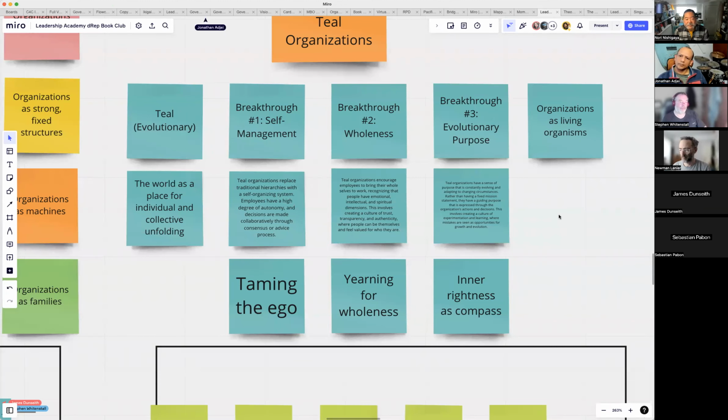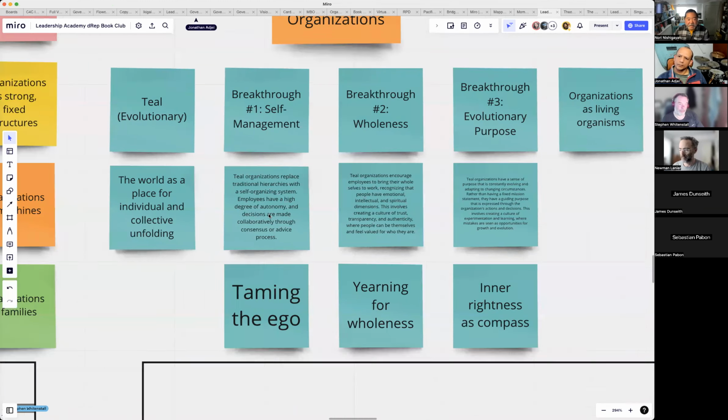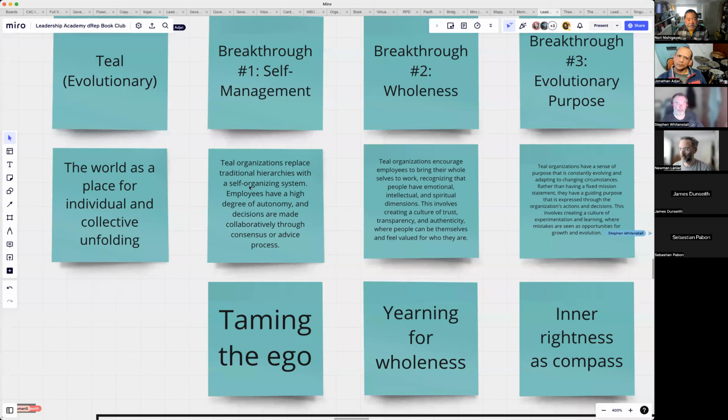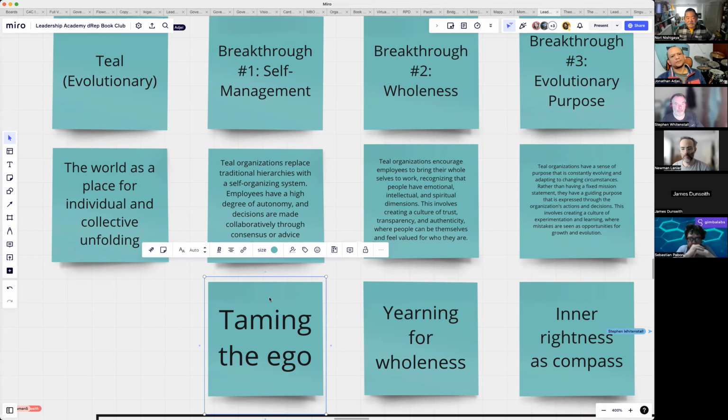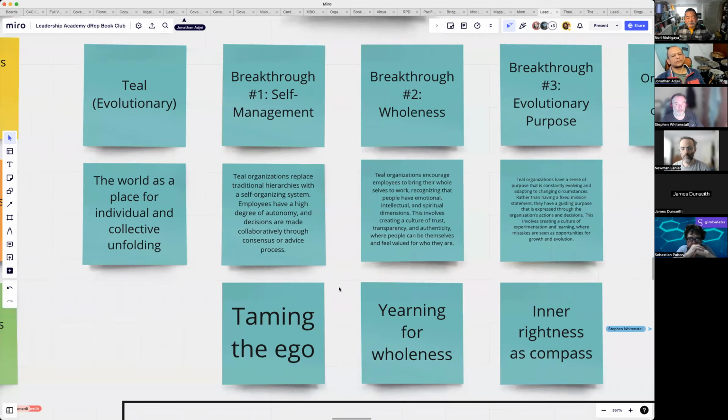The first one is self-management. I took a quick summary note. What that means is Teal organizations replace traditional hierarchies with self-organizing systems. Employees have a high degree of autonomy, and decisions are made collaboratively through consensus or the advice process. One of the key factors that makes this possible is the taming of the ego, as it was stated in the book.